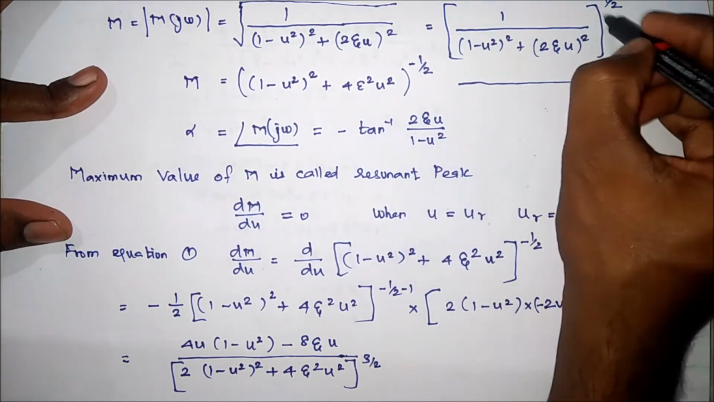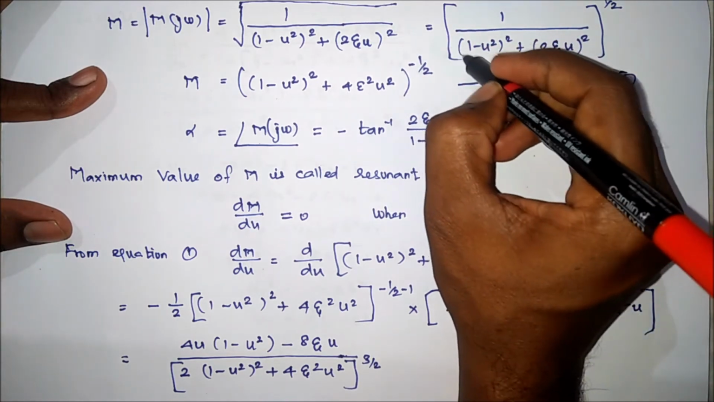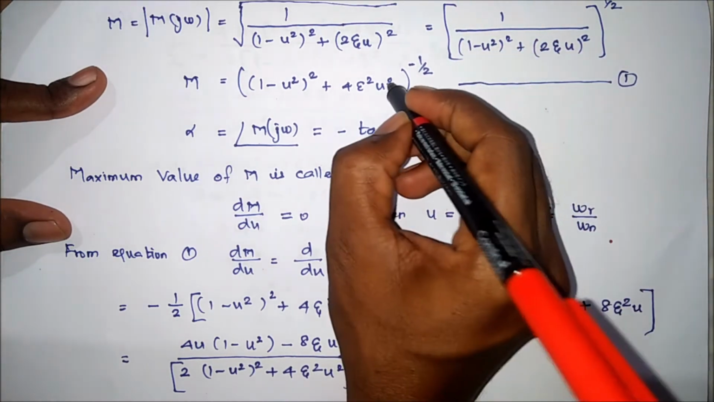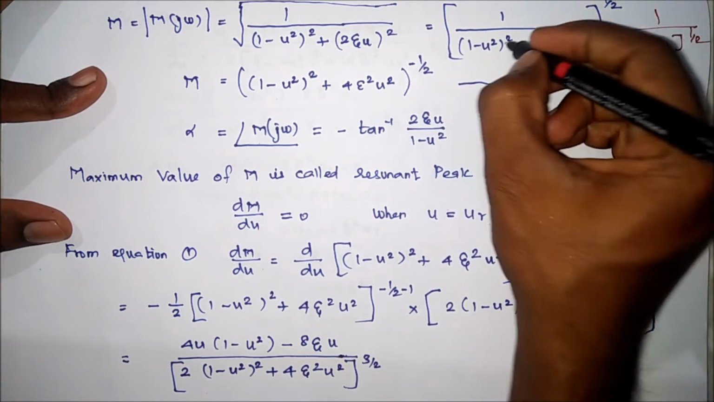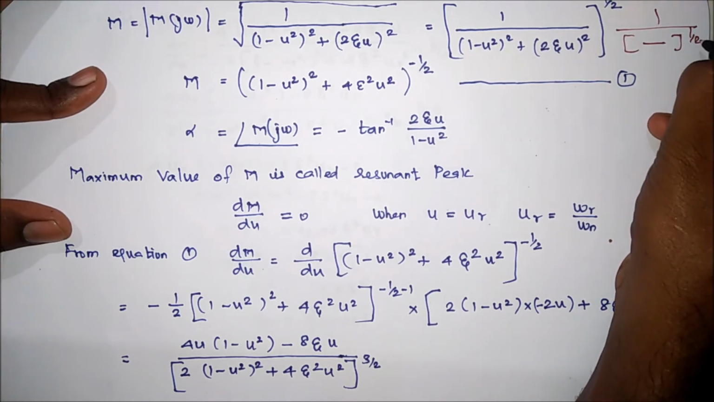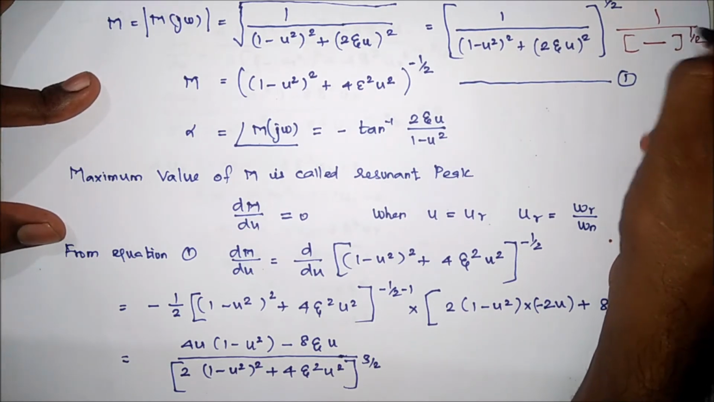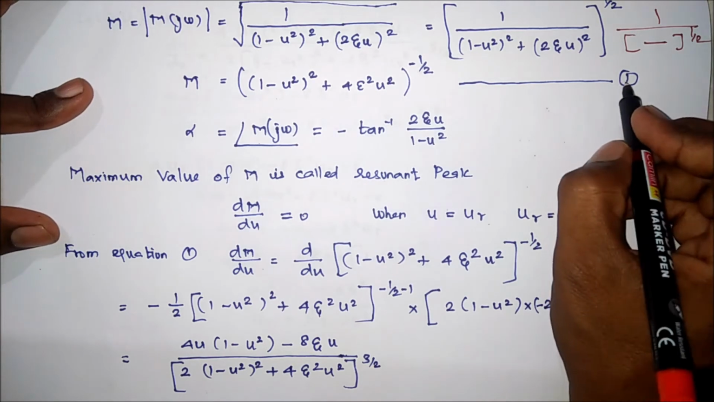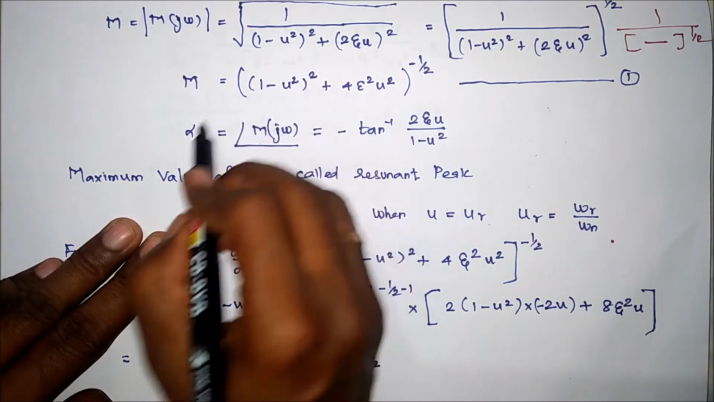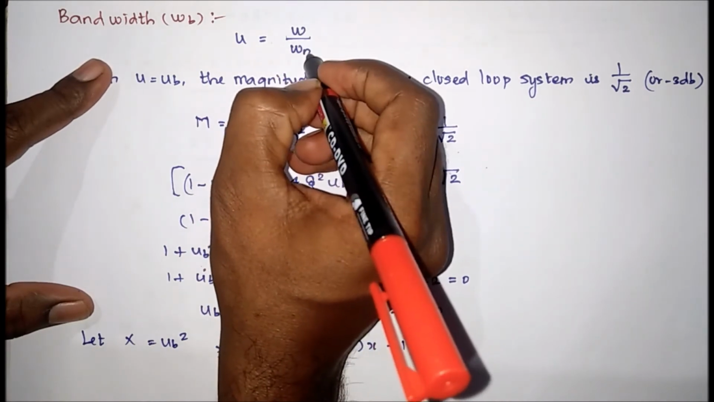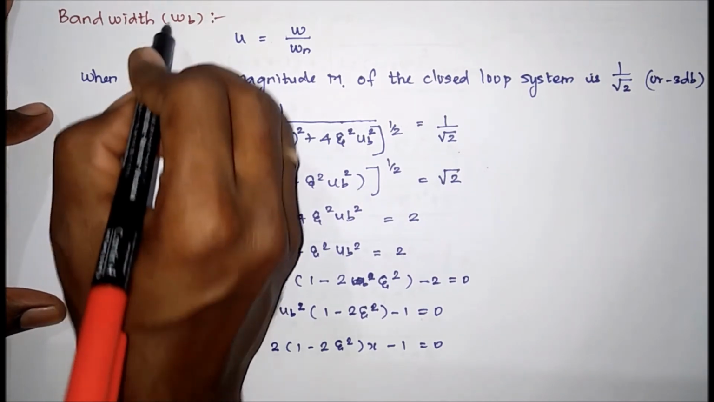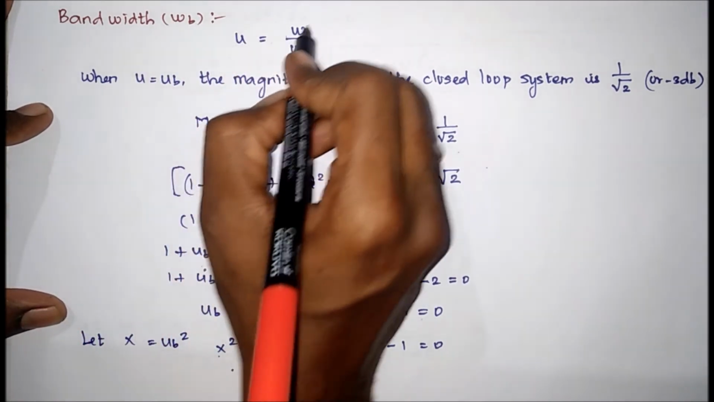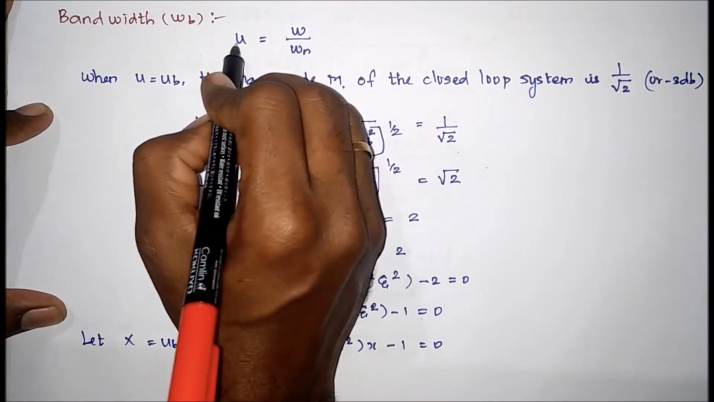Next, if we consider the square root for this alone, we can write it like this: 1 divided by this into the whole power 1 by 2. Now we have to take this into the numerator, so the power becomes minus 1 by 2. We can consider this as equation number 1. Now this is the magnitude. So we know u equal to omega divided by omega n. In this equation, when omega equals omega b, u will become ub, as we need omega b for the bandwidth.